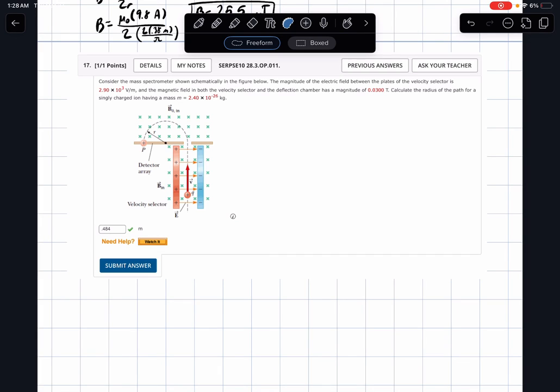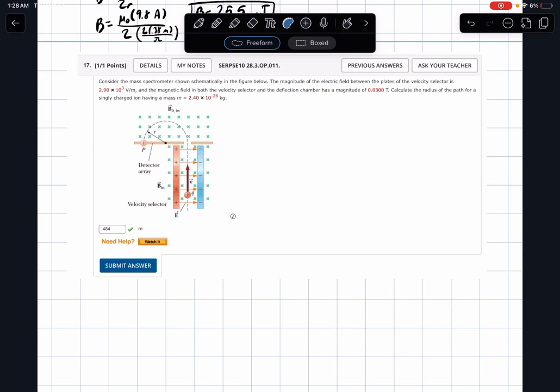Okay, WebAssign 11F, number 17. Consider the mass spectrometer shown schematically in the figure below. The magnitude of the electric field between the plates of the velocity selector is 2.90 times 10 to the third volts per meter, and the magnetic field in both the velocity selector and the deflection chamber has a magnitude of 0.03 teslas. Calculate the radius of the path for a singly charged ion having a mass m equal to 2.4 times 10 to the negative 26 kilograms.